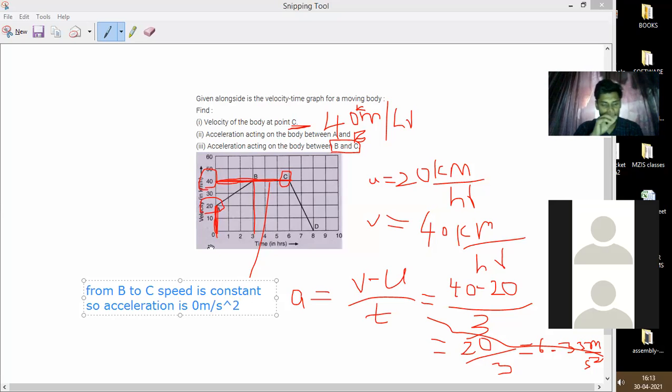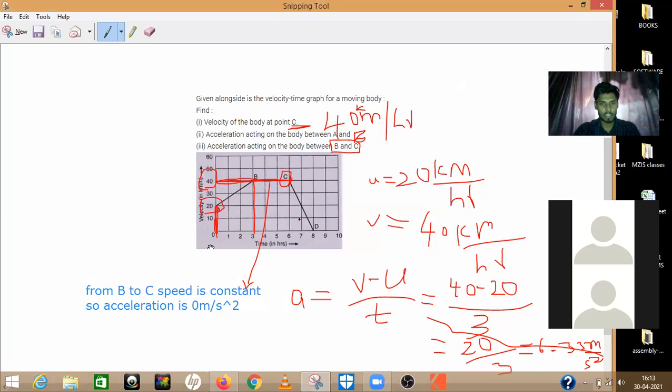Now in the same way, they are not asking here, but please find it. From C to D, what is the acceleration? Initial velocity is 40, final velocity is 0, and the time you can check. This is the time period. All of you calculate. It is decreasing, so retardation will come. Do it fast.